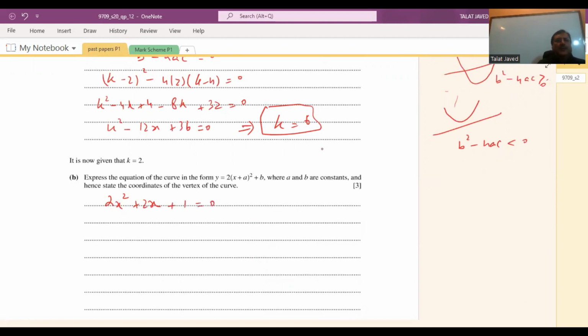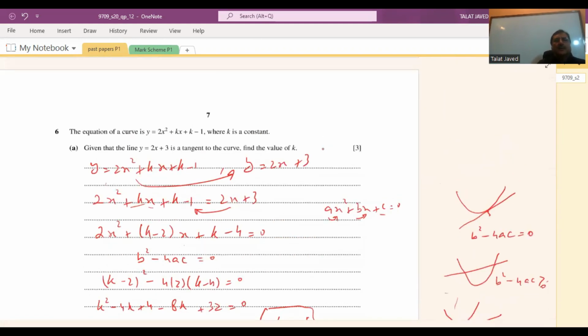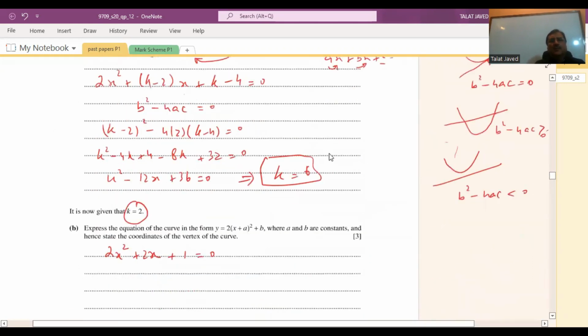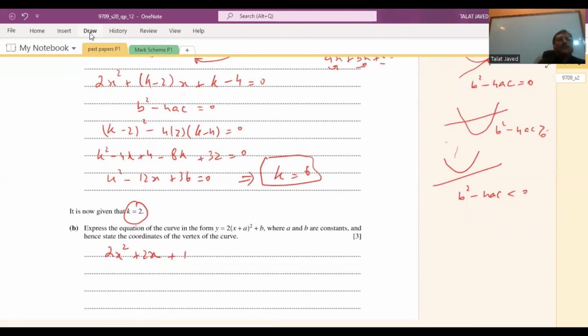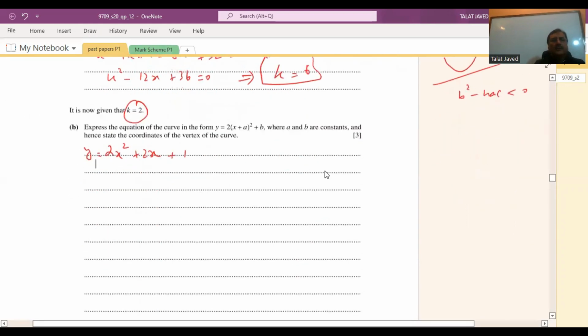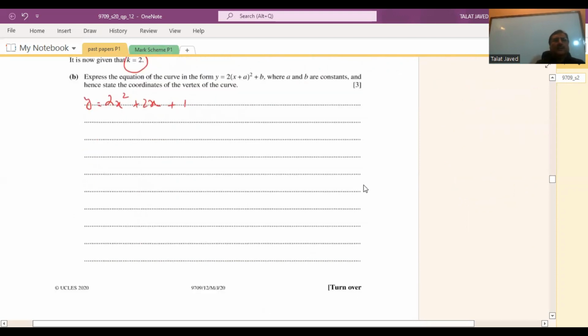Now putting this value of k equal to 2 in the given equation, y equals 2x squared plus 2x minus 2. Now we have to convert this into completed square form. This equation is already in standard form. The coefficient of x squared should be 1, so we take 2 as common.